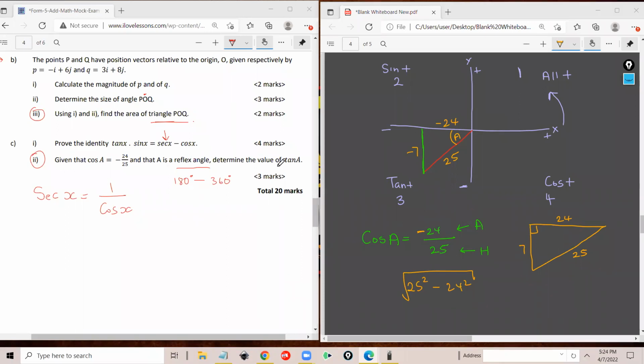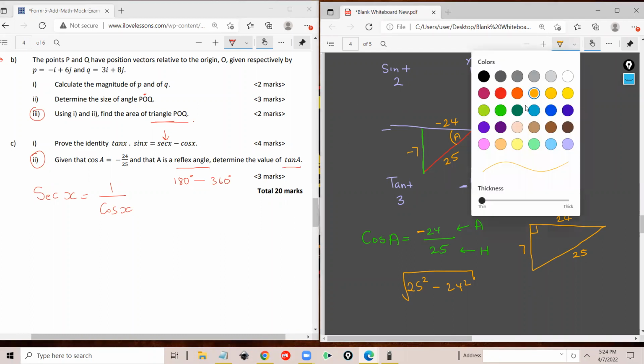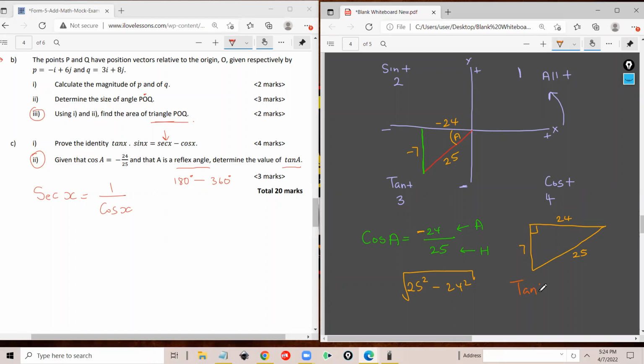So the next part, to finish this question now, they want us to find tan A. So I've run out of space here, so let me get a different color. Isn't tan A opposite over adjacent? So if we're standing at A, how much is the opposite side? The opposite side is minus 7, and the adjacent is minus 24, right? Two minuses will give you a positive. That's the final answer. Positive 7 divided by 24. All right?